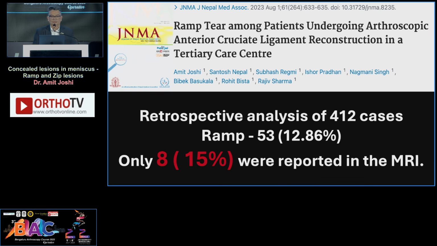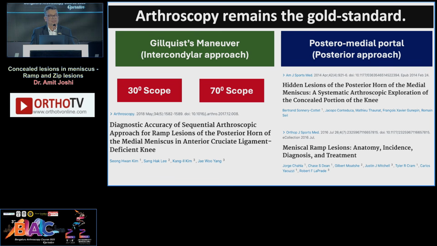This is one of our own studies, published 2 years ago. When we retrospectively analyzed our 412 cases, we found a slightly lesser incidence of ramp tear, around 12.8%. But what is important is that out of these 53 cases, only 8 were reported in the MRI. So 75-85% of these ramp lesions in our context are not reported in the MRI. That is why it is important to understand that diagnostic arthroscopy is the gold standard at this moment, especially in our context.